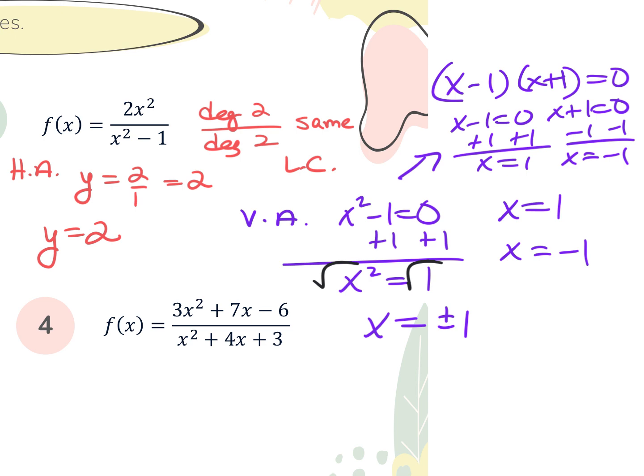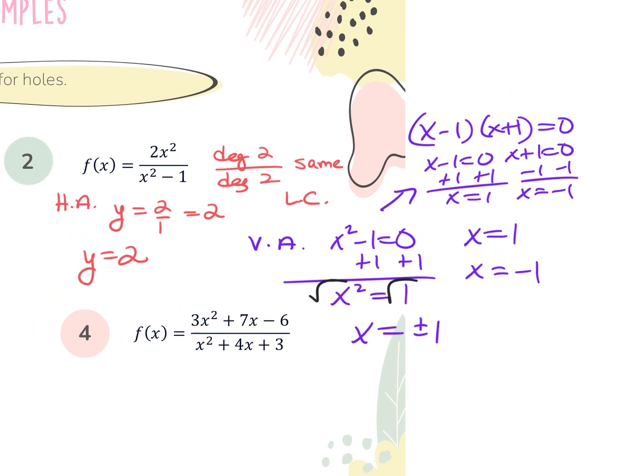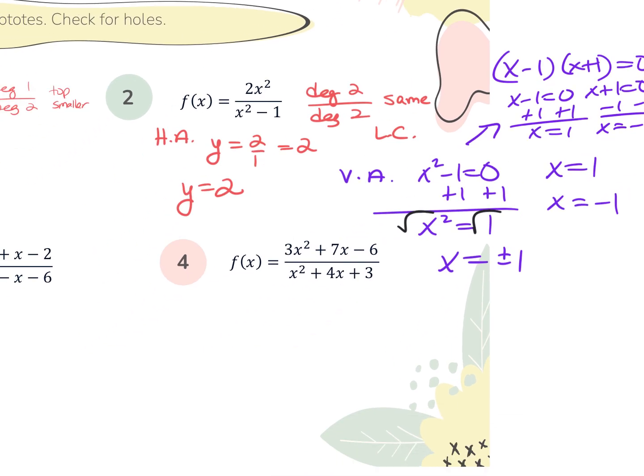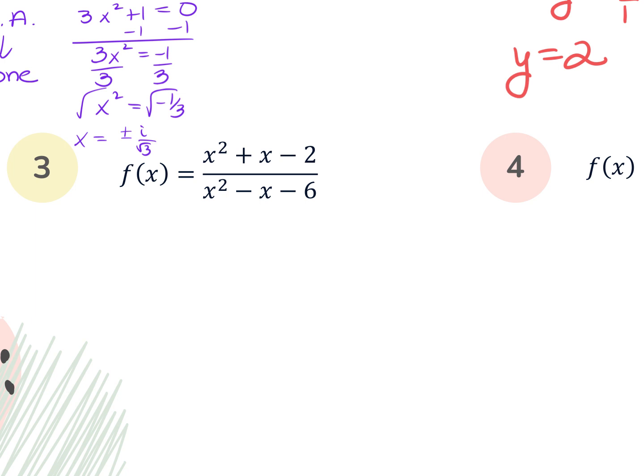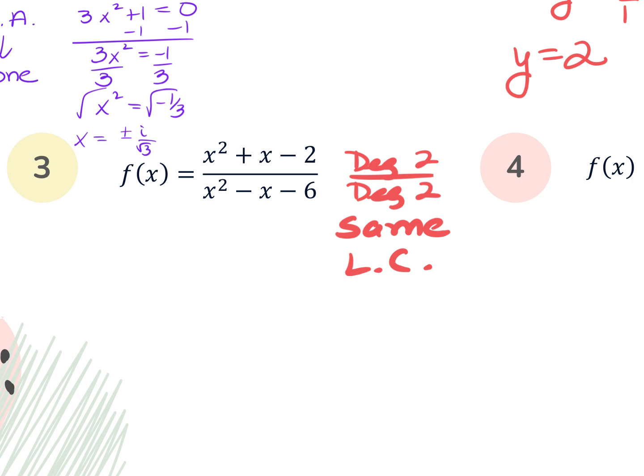All right, number 3. So again, my degrees were the same. I don't even have to look for a slant asymptote. So the next one, number 3. So what I'm going to do here first is I could do the horizontal first. This has a degree of 2. Degree of 2. So these are the same. So remember, I use the leading coefficients. So this has a 1 and a 1. So my horizontal asymptote is going to be y equals 1 over 1, which is just going to be y equals 1.